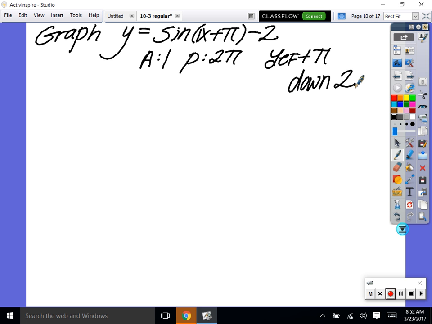I don't know. Maybe it would be easier to actually graph the original and then shift all your points. But I just hate having to graph two things. Anyone else? Okay. Here we go.